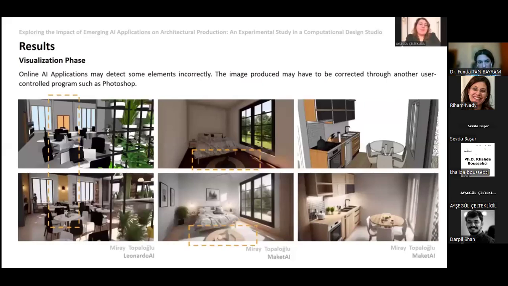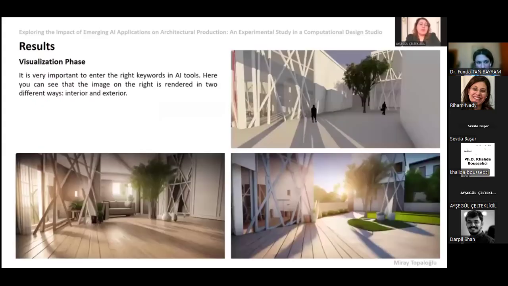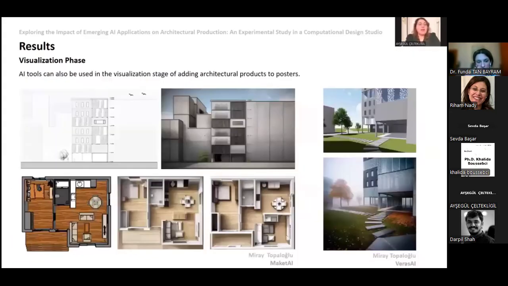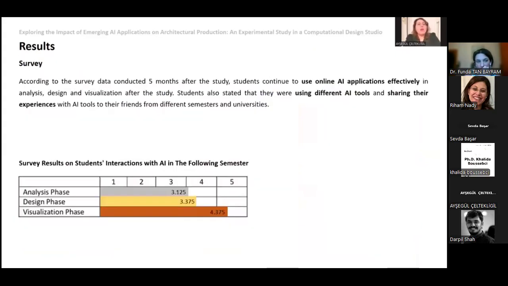Online AI applications may detect some elements incorrectly. The image produced may have to be corrected through another user-controlled program such as Photoshop. It is very important to enter the right keywords in AI tools. Here you can see that the image on the right is rendered in 2 different ways, interior and exterior. AI tools can also be used in the visualization stage or for adding architectural production to posters.